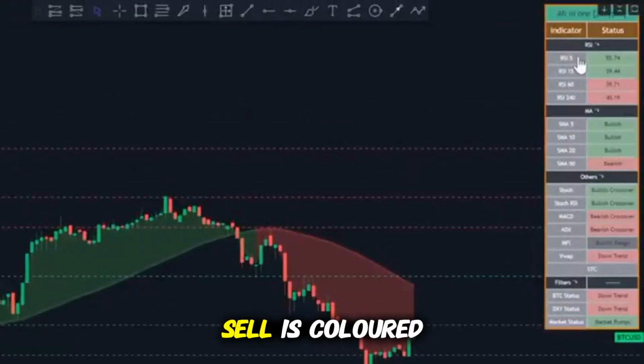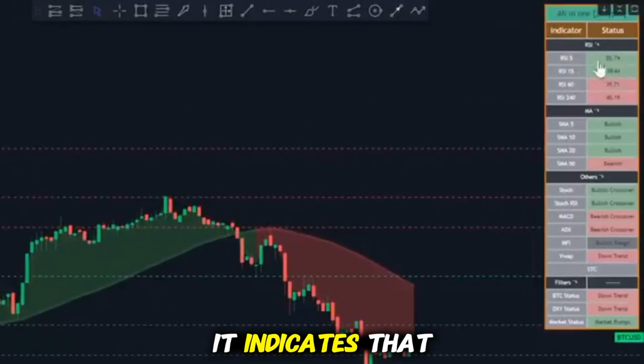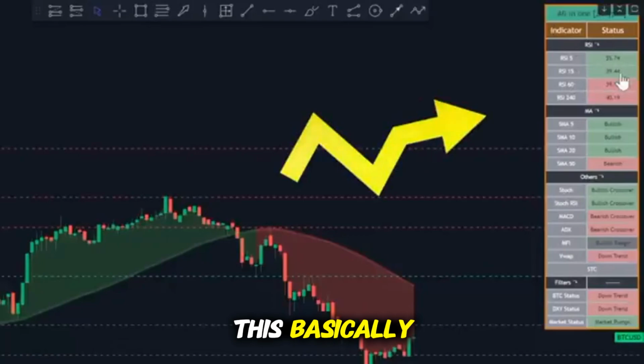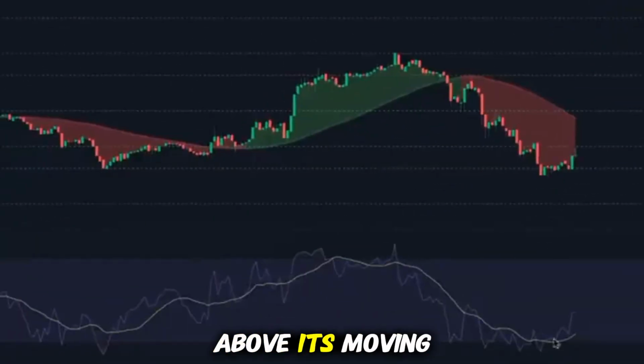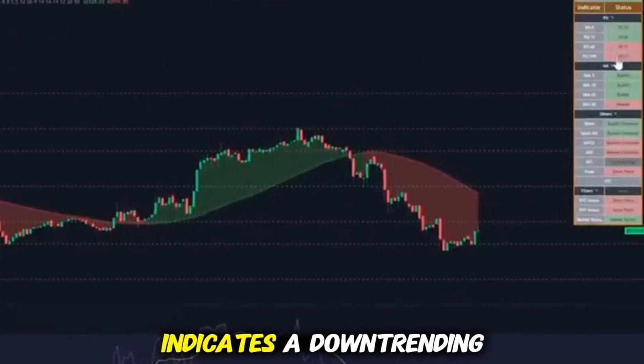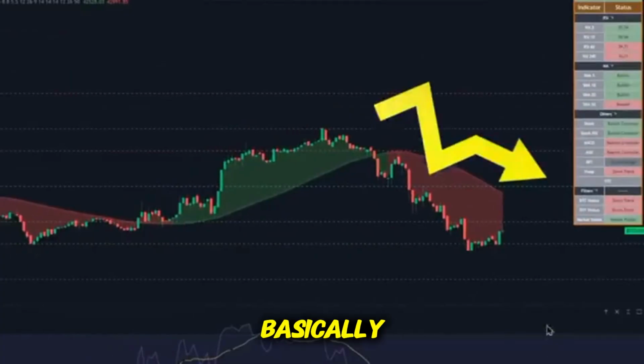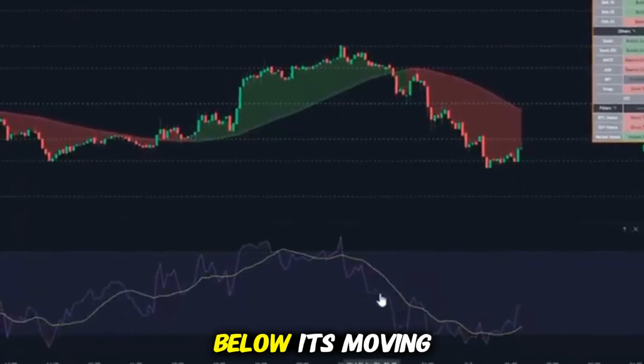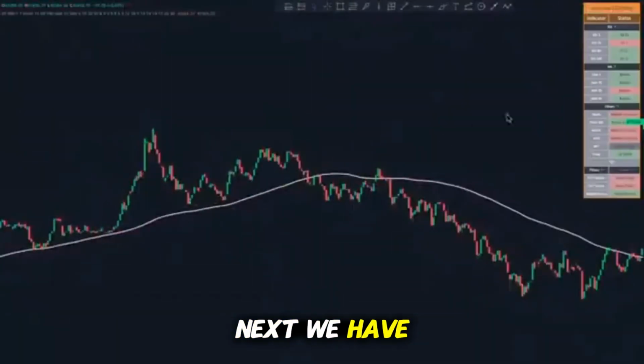Whenever an RSI cell is colored green, it indicates that the market is in an uptrend. This basically means that the RSI value is above its moving average. On the other hand, a red RSI cell like this one indicates a downtrending market, basically meaning that the RSI line is below its moving average. Next, we have the SMA.